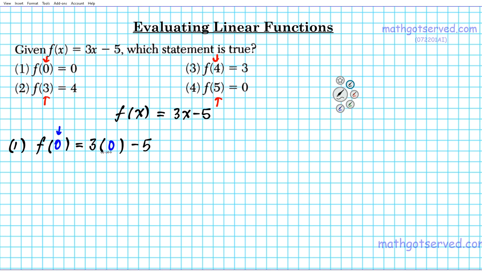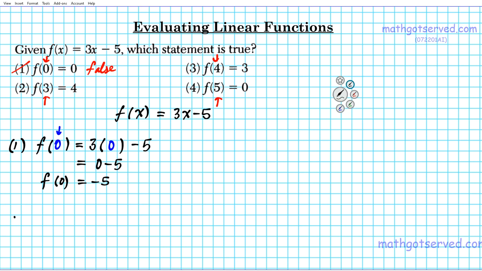Alright, so let's do it. So using order of operations, please excuse my dear Aunt Sally, you multiply before you subtract, right? So you multiply. 3 times 0 is 0. 0 minus 5 is negative 5. So f of 0 is negative 5. Statement number 1 says f of 0 is 0, so that statement is false. Option 1 is not the answer. We're looking for the true statement, okay?